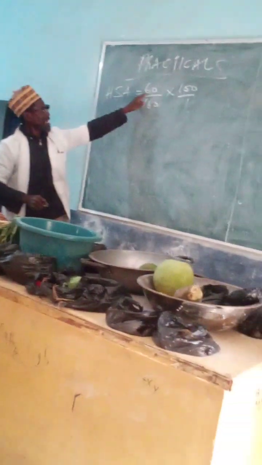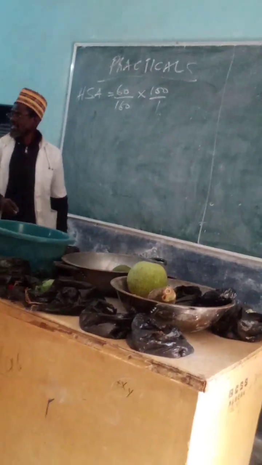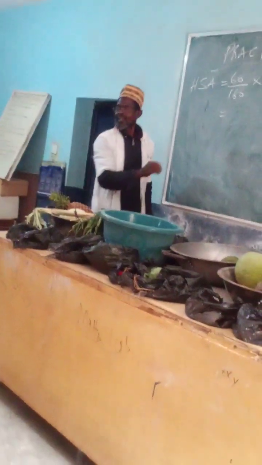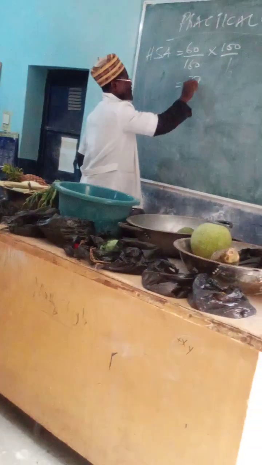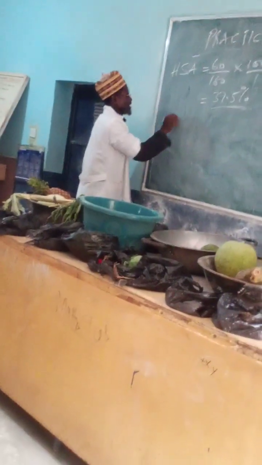So the height of the sand divided by the total height multiplied by 100 is equal to 37.5%.